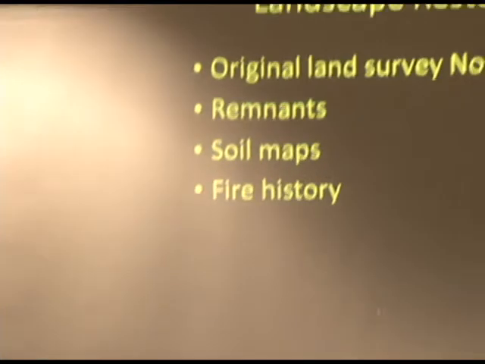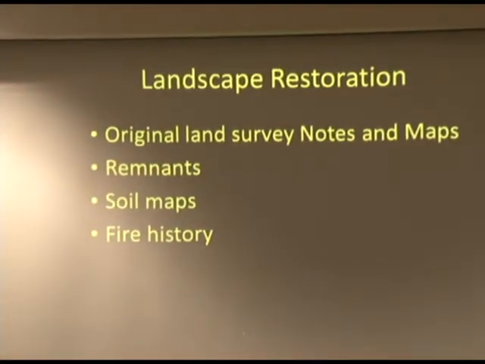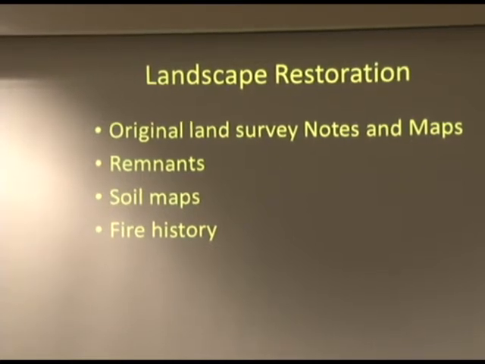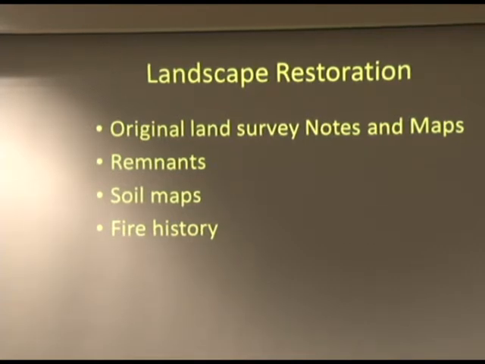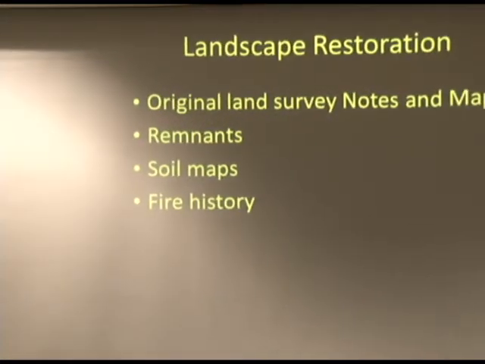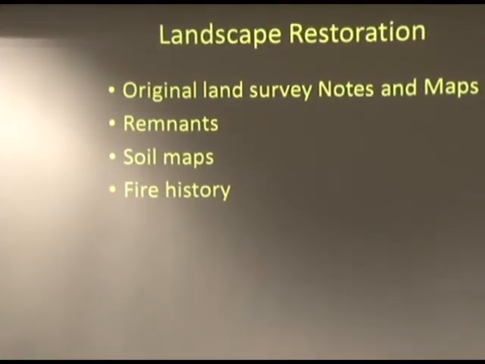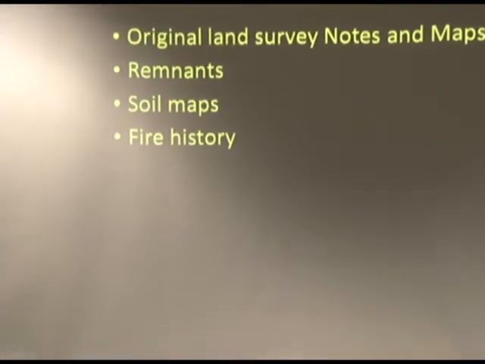So I'm going to talk a little about restorations. And usually when we talk about landscape restorations of any kind, there's four things we almost always do, should always do. We look at the original survey notes and the maps, which are pretty interesting things all by themselves. We look at what remnants are out there, like Iroquois County Conservation Area, sometimes old cemeteries that haven't been plowed, soil maps, and then again the fire history. These are all the things that are important to know before you start a restoration.